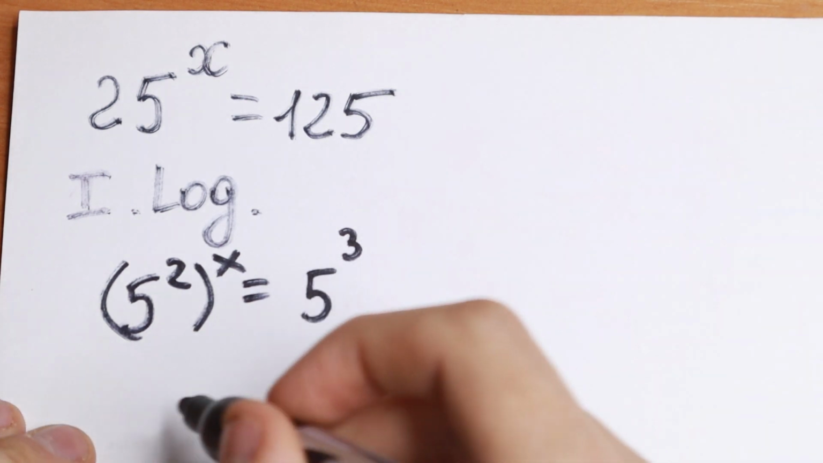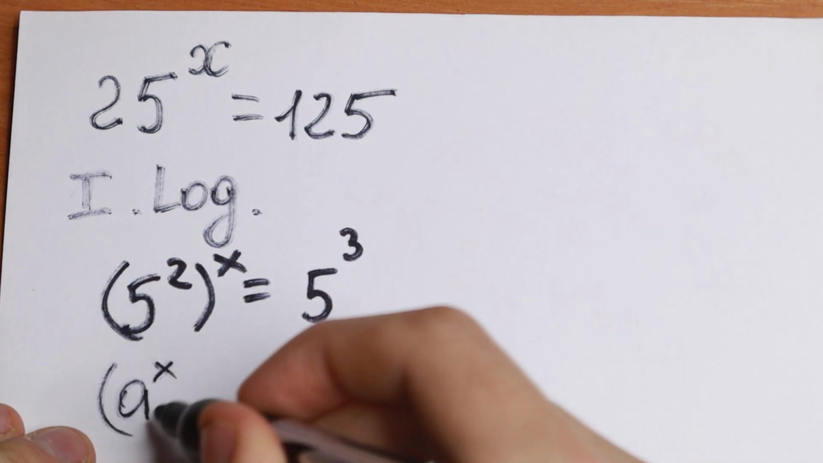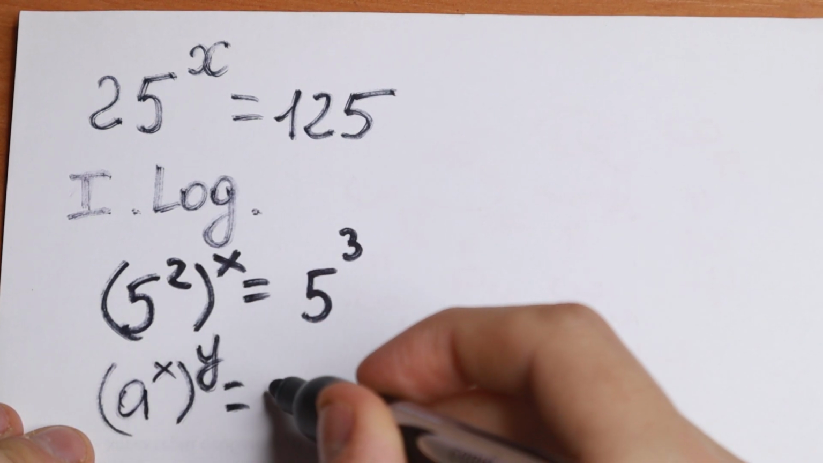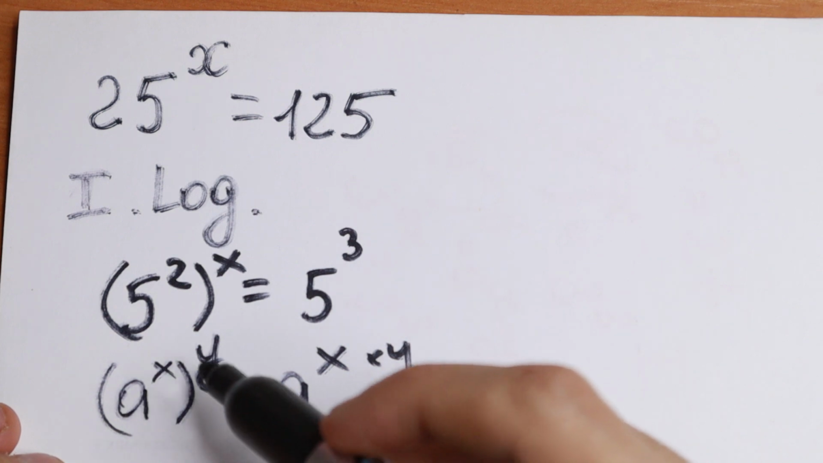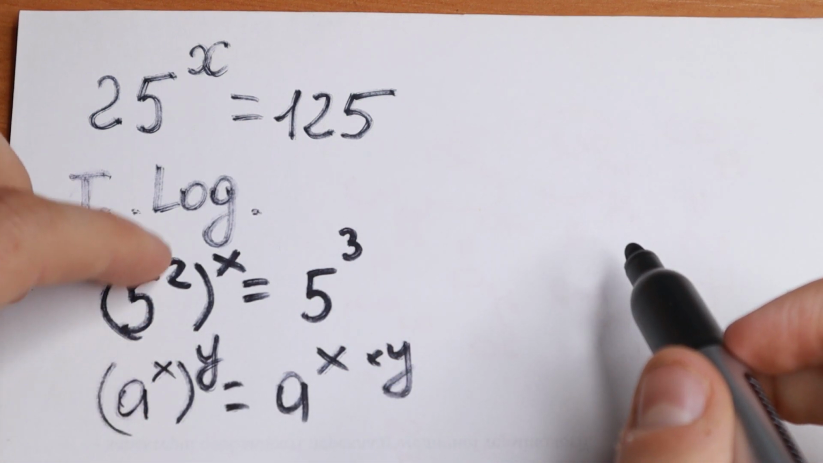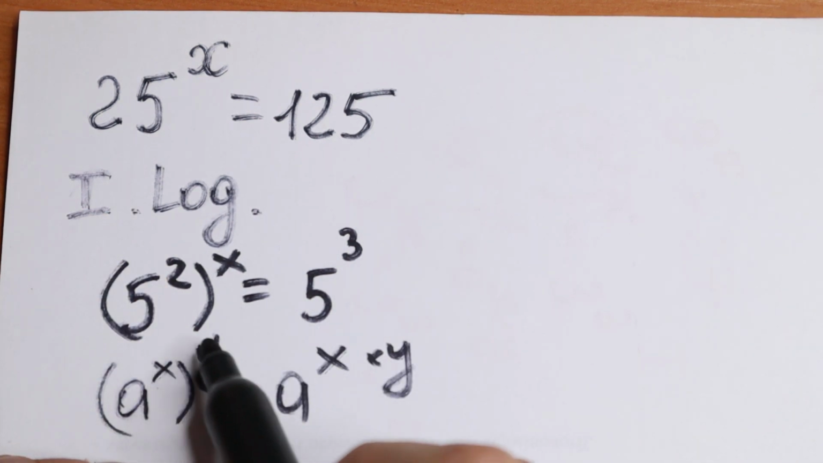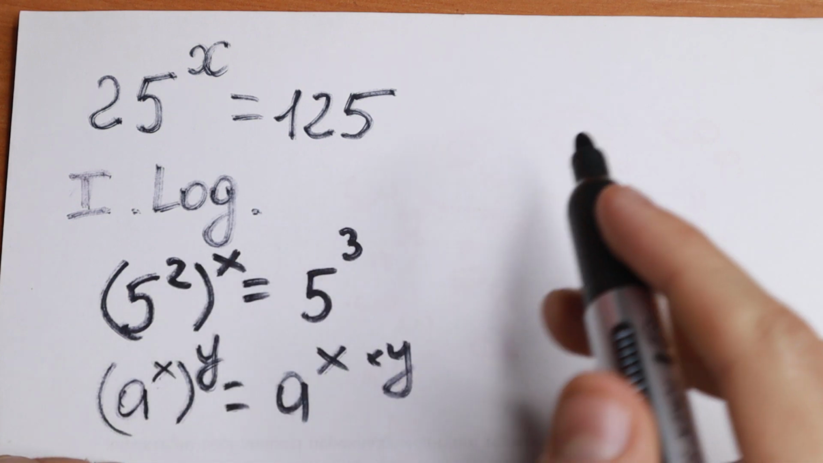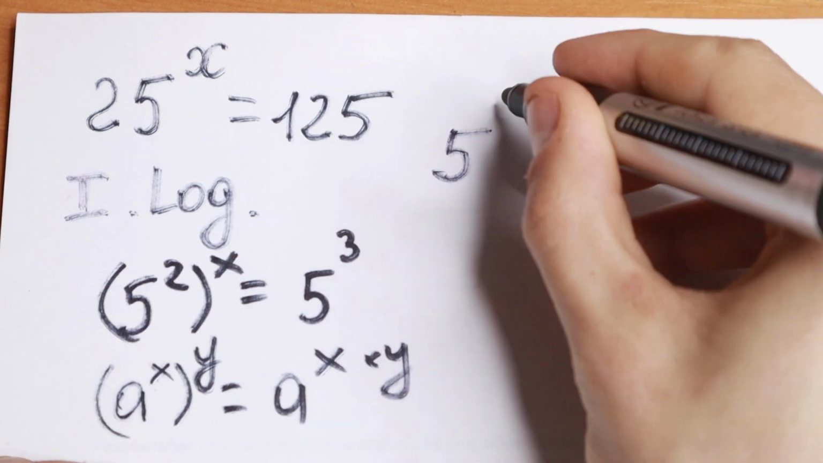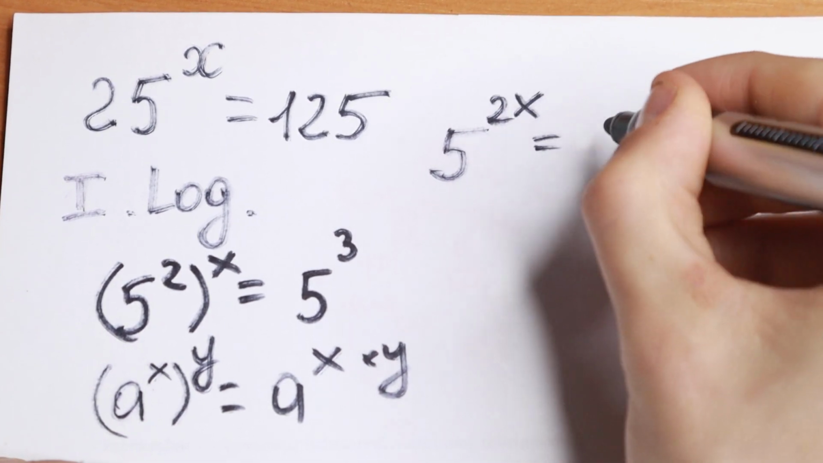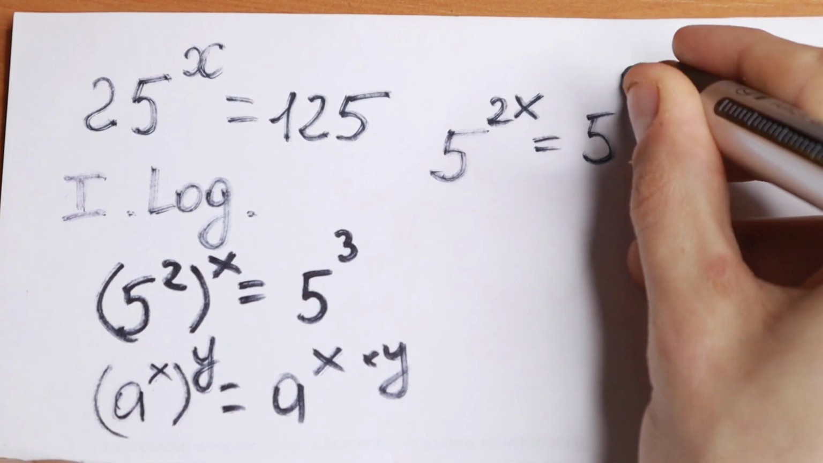If you know the rule, if we have a to the power x raised to the power y, you can write it as a to the power x times y. So if we use this rule right here, this is the same case as right here, so we need to multiply our powers, our exponents. So as a result, we will have that 5 to the power 2x equal to 5 cube.